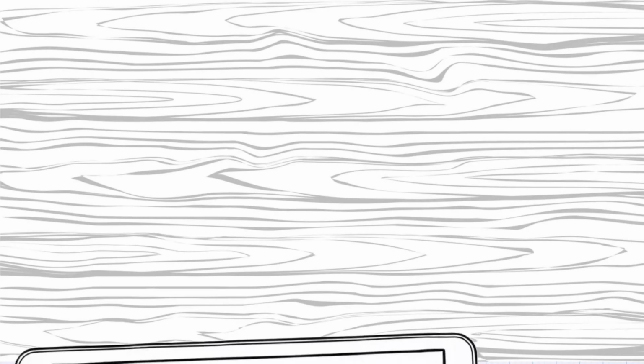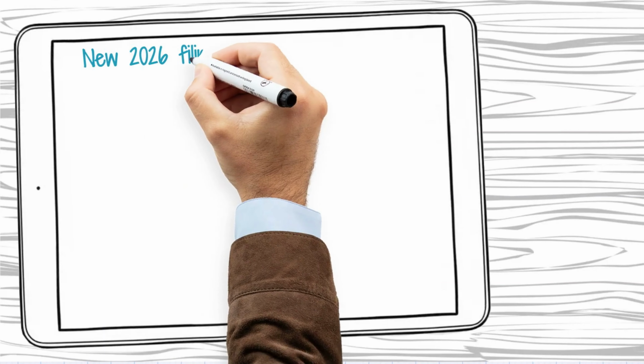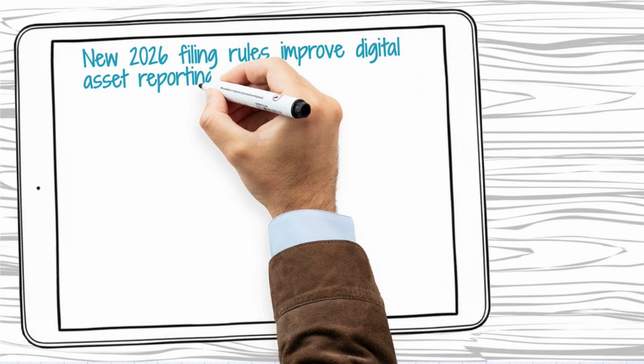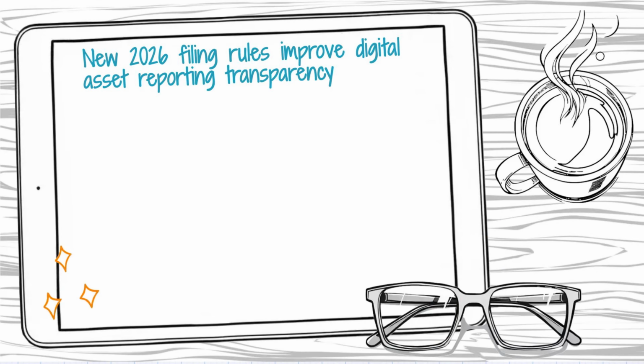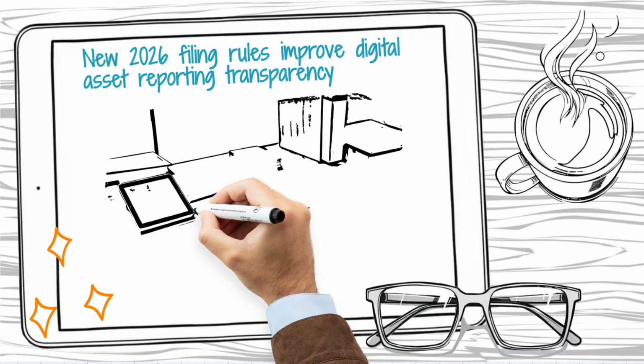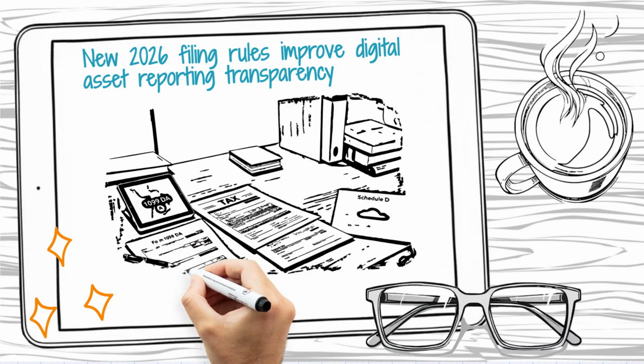For the 2026 filing year, the One Big Beautiful Bill Act has made reporting more transparent. The totals from your new Form 1099-DA for digital assets will flow from Form 8949 right into the lines of Schedule D.